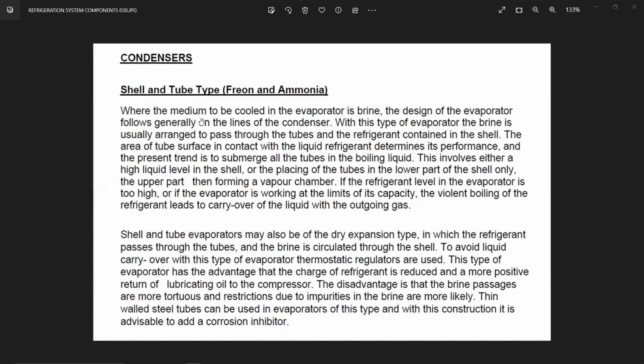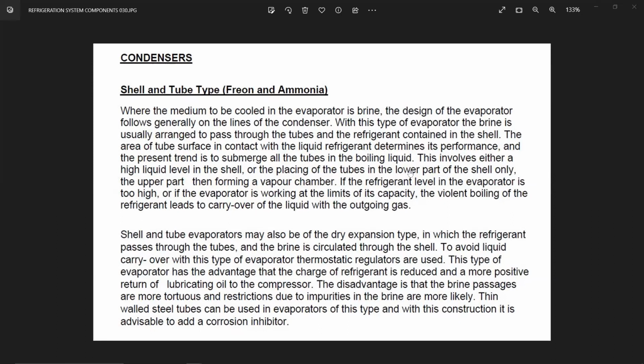Okay. Shell and tube type condensers, where the medium is to be cooled in the evaporator as brine. The design of the evaporator generally follows the lines of the condenser. With this type of evaporator, the brine is usually arranged to pass through tubes and the refrigerant is contained in the shell. The area of the tube surface in contact with the refrigerant determines the performance, and the present trend is to submerge all the tubes in the boiling liquid.